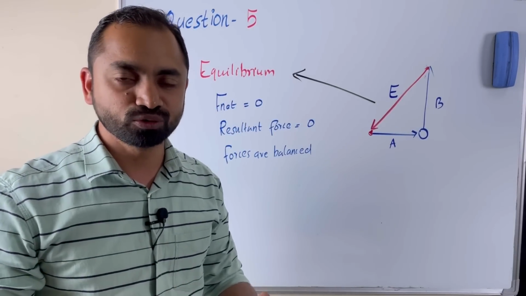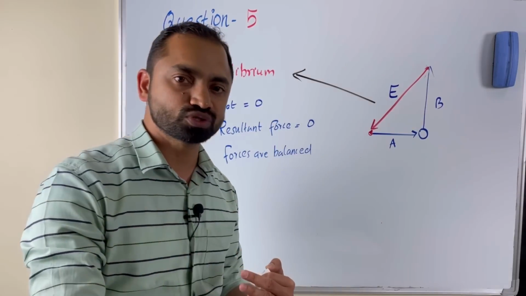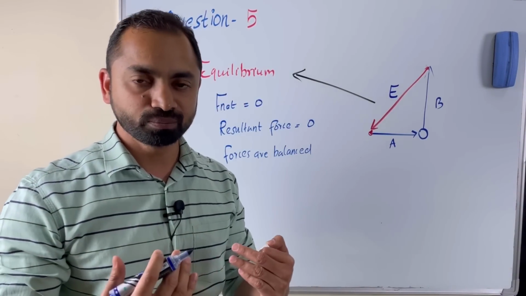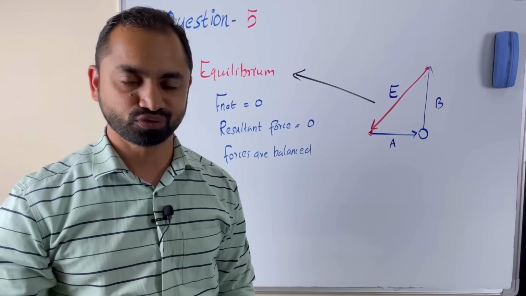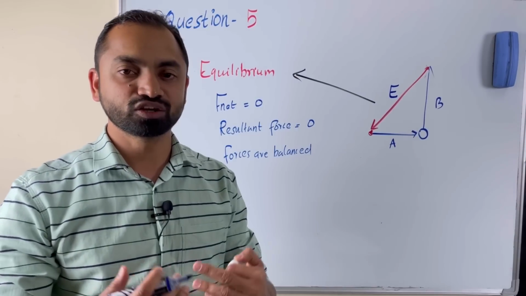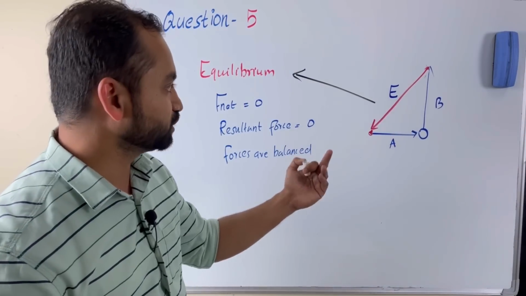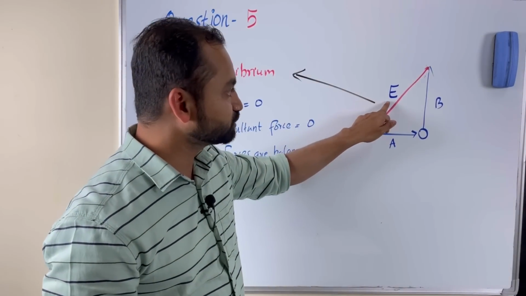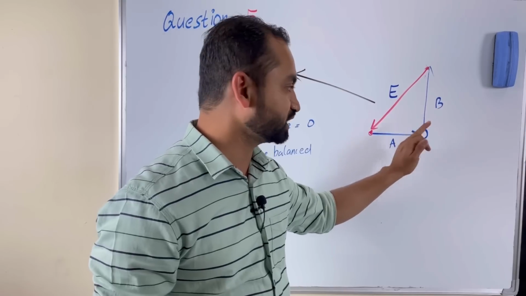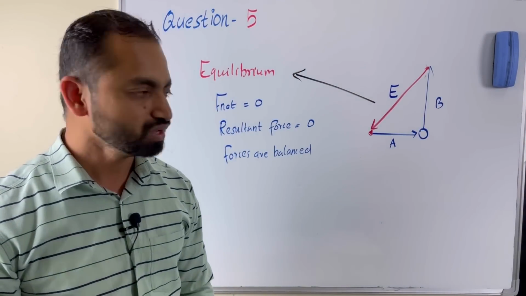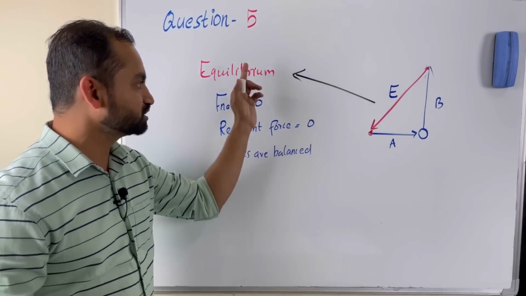So what is equilibrant? Equilibrant is equal and opposite to the resultant force. Equilibrant is a force which is equal and opposite to the resultant force. Or we can say equilibrant is a force which balances other forces acting on an object. So here this equilibrant force balances the other two forces A and B acting on this object. So now the net force acting on the object is 0 and the object is in equilibrium.